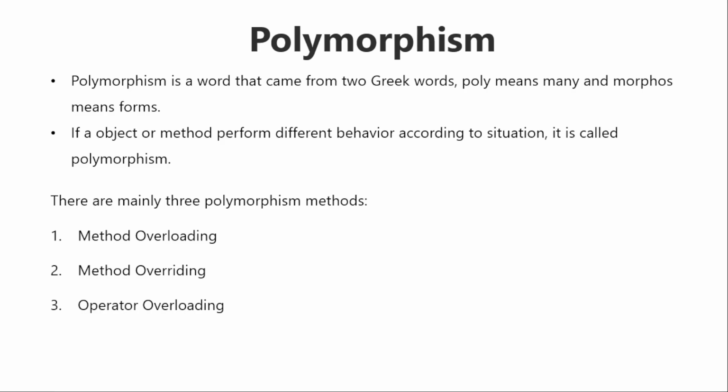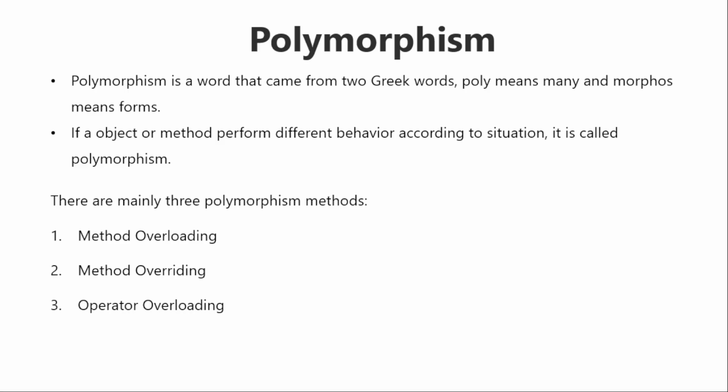There are mainly three polymorphism methods which will be discussed today: method overloading, method overriding, and operator overloading. Method overloading is one where a single method can perform multiple operations. So we can go one by one.